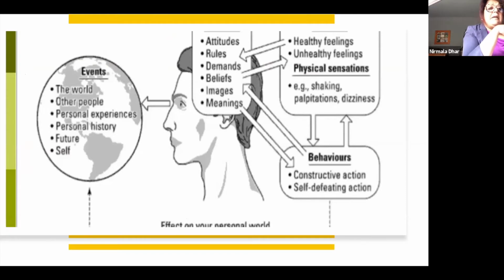So the events are either the world or something with other people, or it could be some personal experiences. It could be your history, whether it's a history of abandonment or trauma or hurt and pain. It could be about the future. It could be about yourself. And look at what impacts all of this. So your attitudes, the rules you've developed for yourself, your demands on yourself, your beliefs, the meanings you attach to all of these things. And that can lead to either healthy feelings or unhealthy feelings.